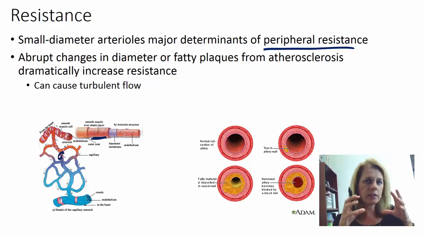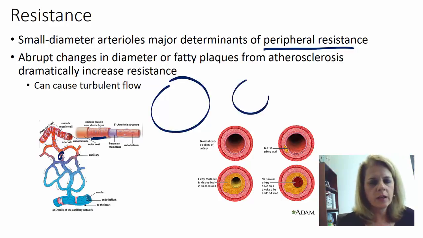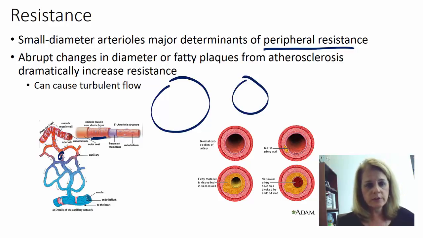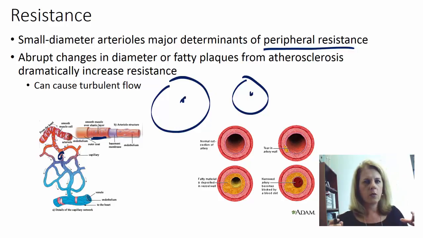And so they can actually contract and relax. And when they contract, they decrease the size of the inside of the vessel. And so if you increase or decrease the size, so here's an arteriole, vasodilated, and here's the same one vasoconstricted, so that the inside of the vessel is smaller. Which one's going to have the higher pressure, the most resistance? The bigger one or the smaller one?